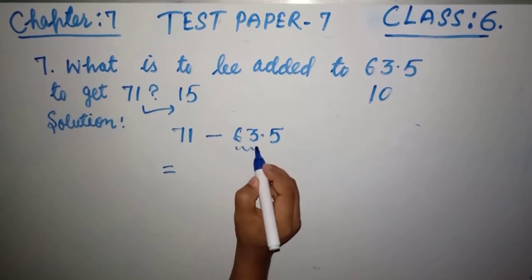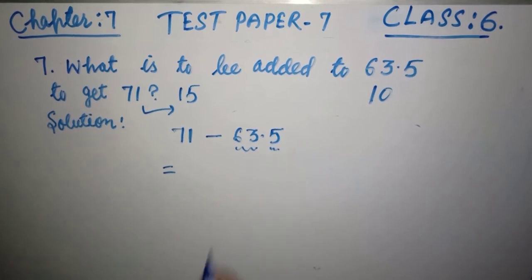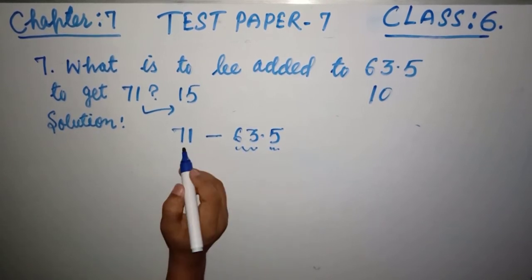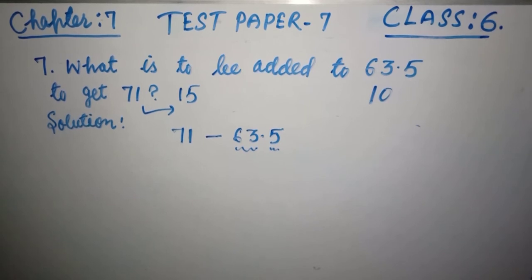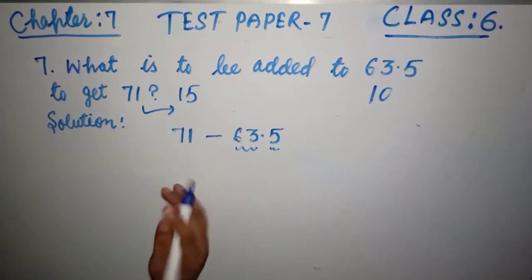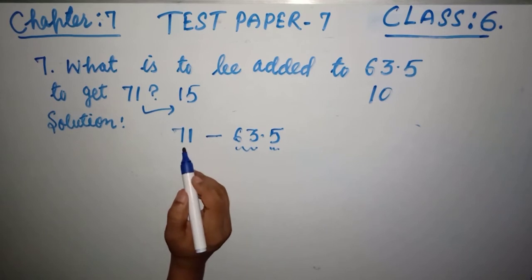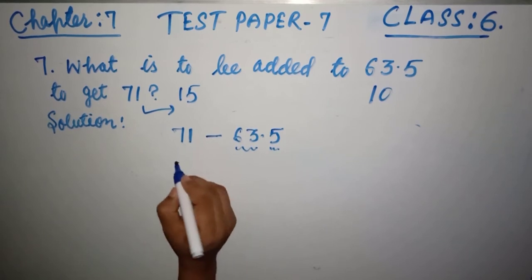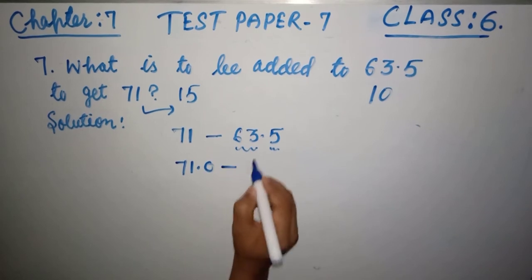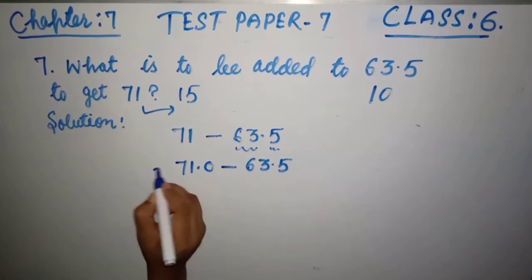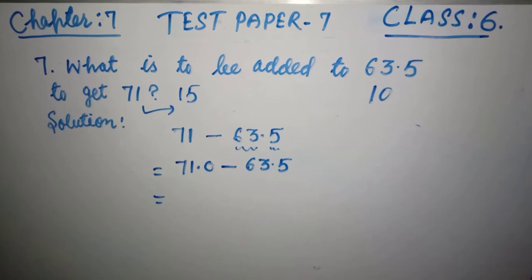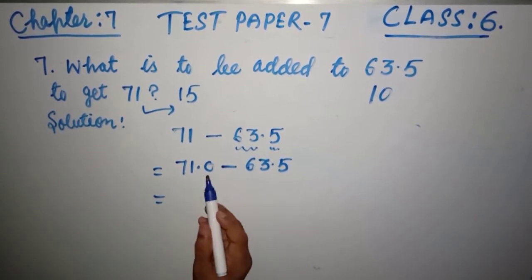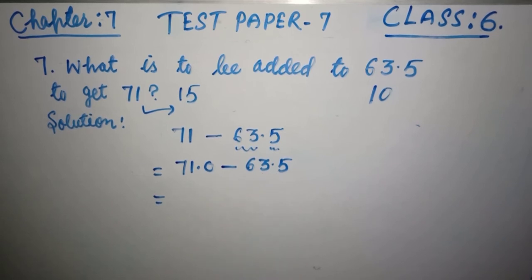There are two parts, the whole number part and the decimal part, but 71 has only one part. We have to subtract, so please make 71 have a whole number part and a decimal part as well. So it can be written as 71.0 minus 63.5. We have made 71 a decimal fraction with one decimal place, which means these two decimals, 71.0 and 63.5, are like decimals.